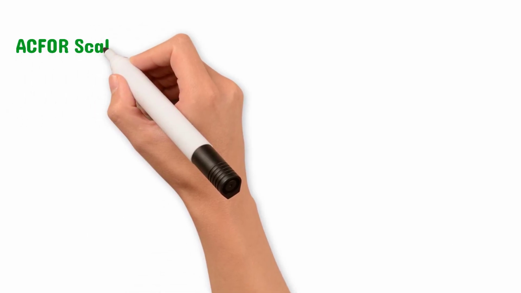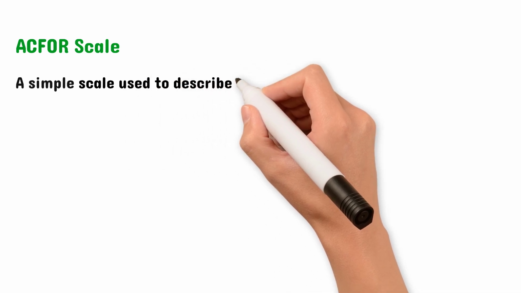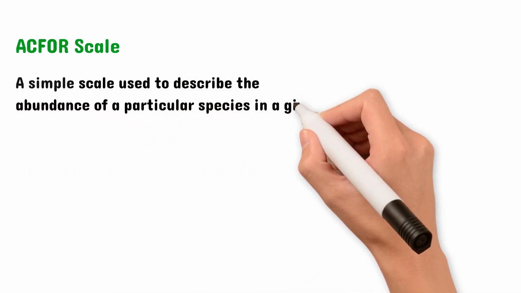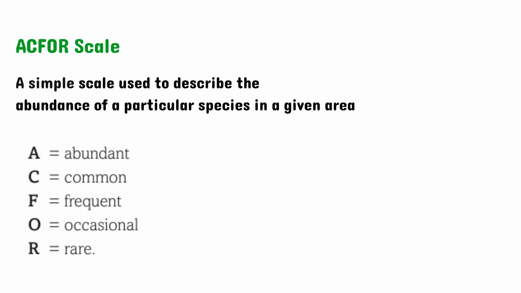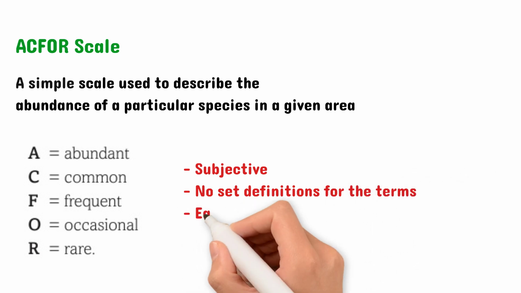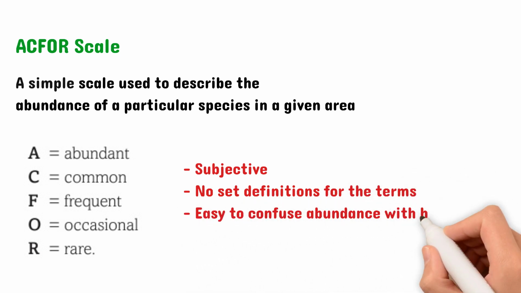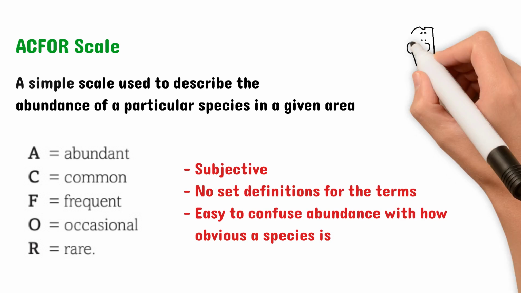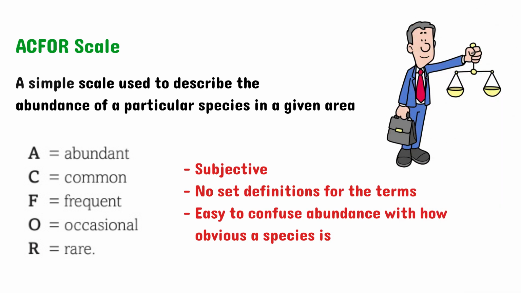One way of measuring the abundance of organisms with a quadrat is using the ACFOR scale. In this scale, A stands for abundant, C stands for common, F for frequent, O for occasional, and R for rare. But obviously there's limitations to the scale. First of all, it's very subjective because 2 people would never give the same exact scores for the same species. There's also no set definition for the terms, so there's no number of organisms that would be classed as abundant or common or frequent or so on. And lastly, species can easily be rated according to how obvious they are rather than how frequent they are.